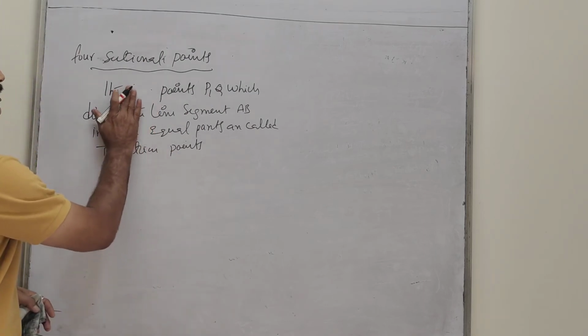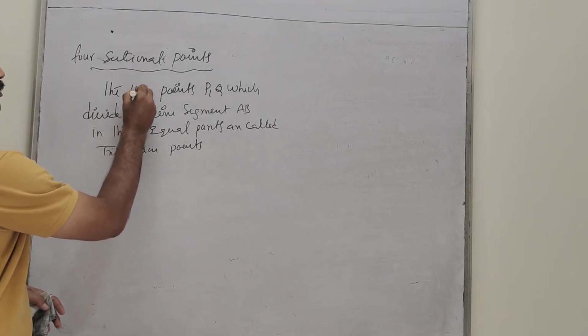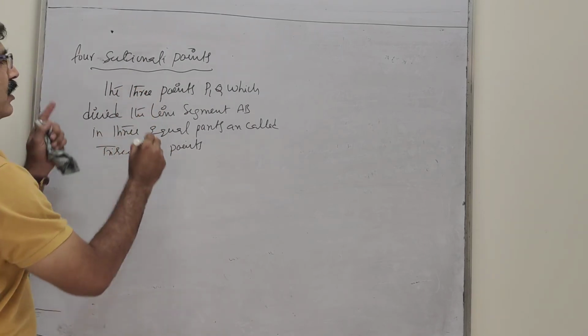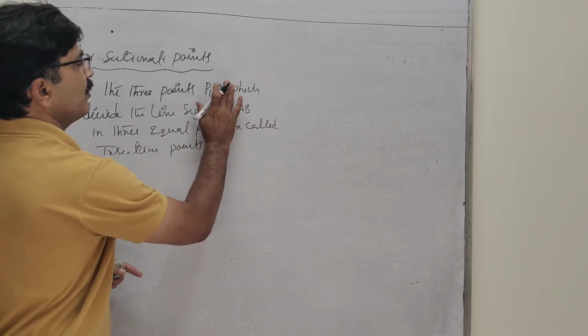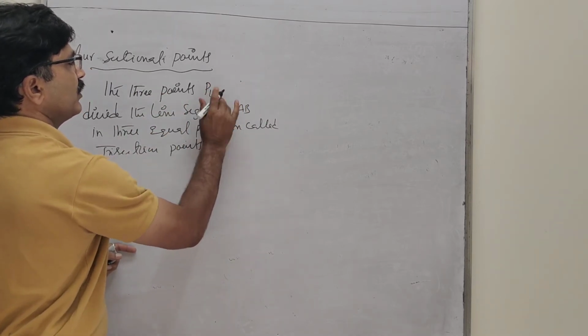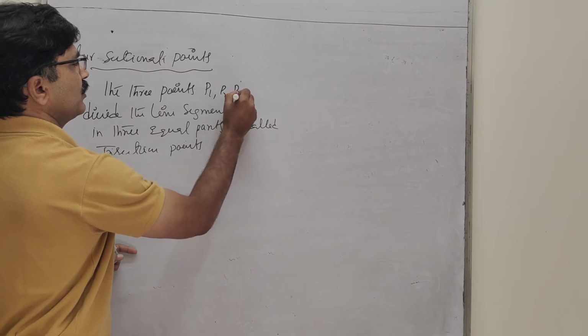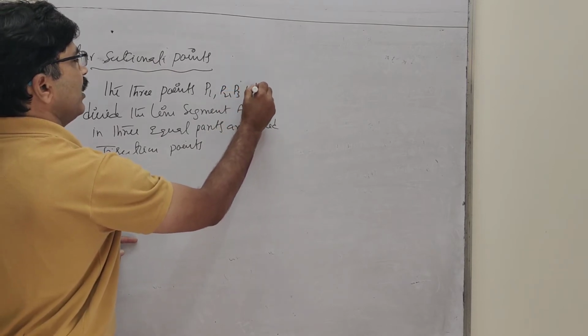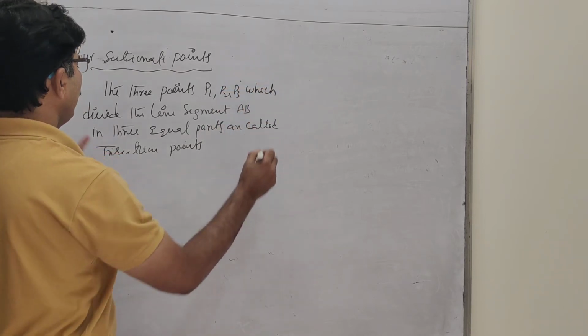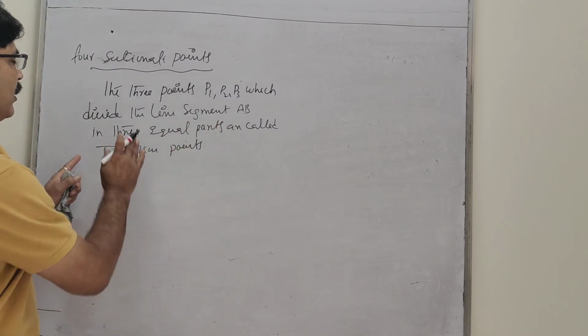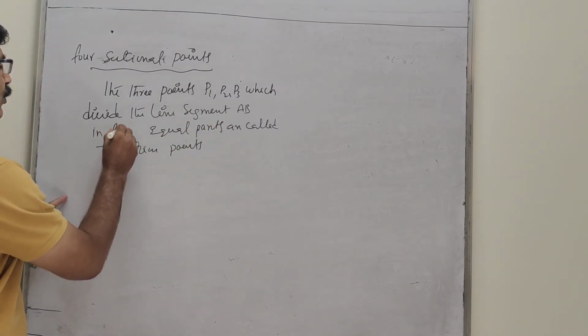So instead of two here, I have to say three. The three points P1, P2, P3, which divide the line segment AB into, instead of three, four.